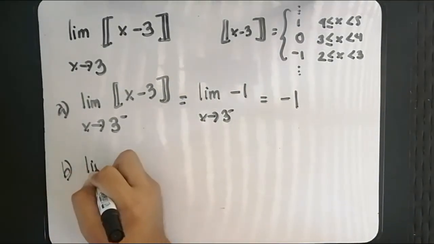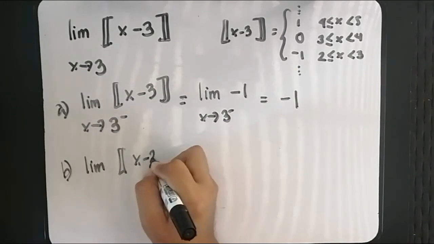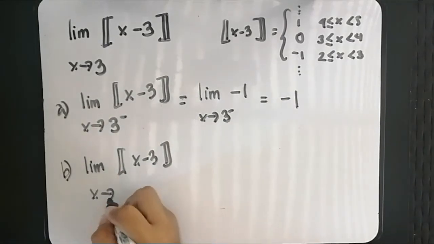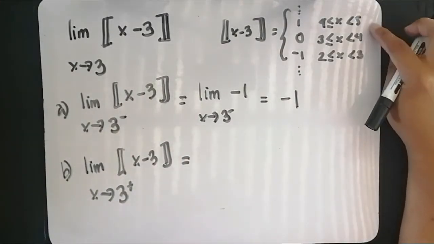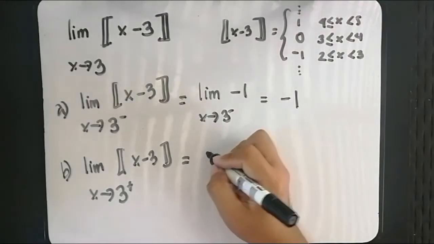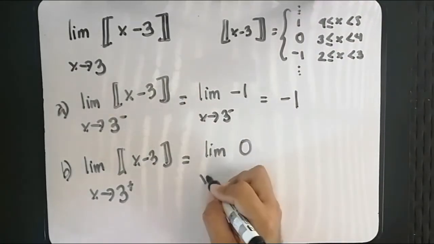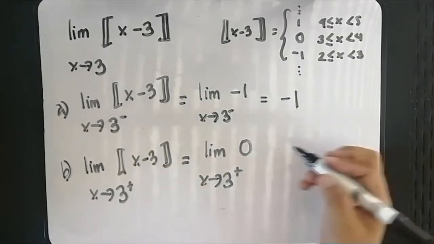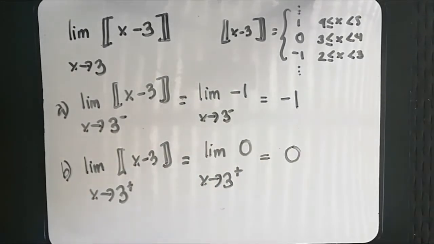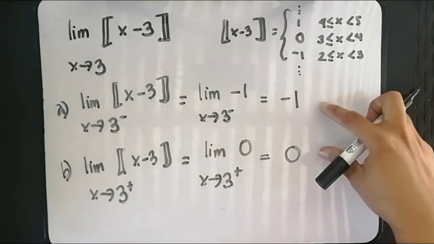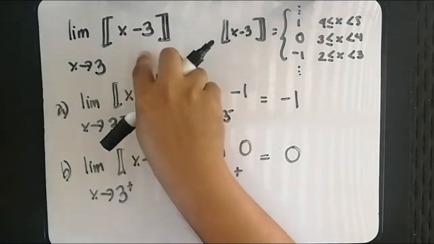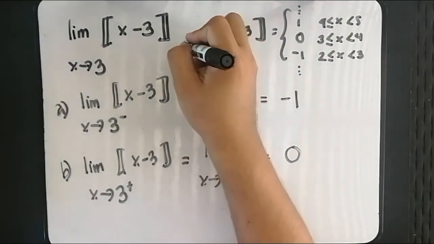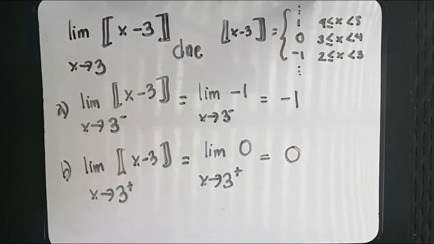For letter B, we have the limit of the function as x approaches 3 from the right. Tingnan naman natin, alin dito yung x greater than 3? Eto. So we have the limit of 0 as x approaches 3 from the right, which is equal to 0. And since the two limits are not the same, are not equal, then we say that the limit of this function as x approaches 3 is actually D and E, or the limit does not exist.